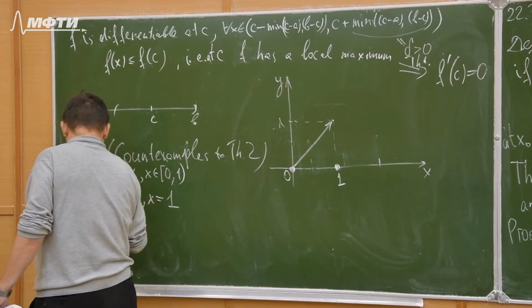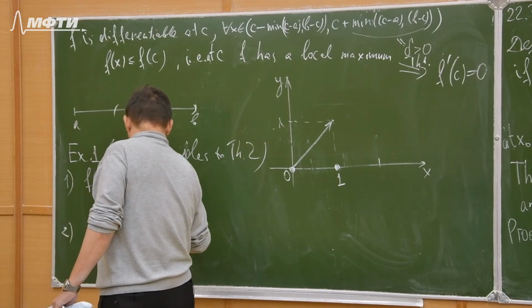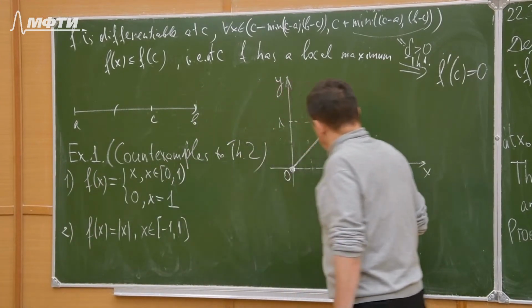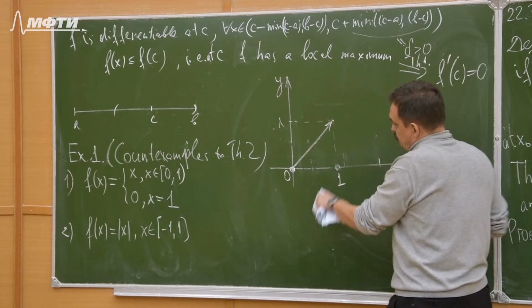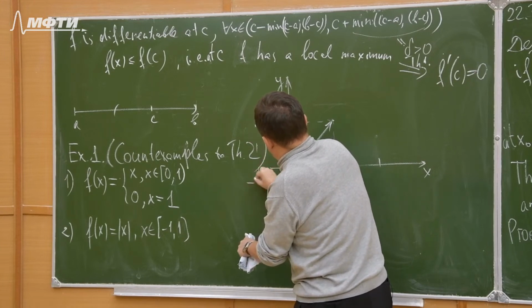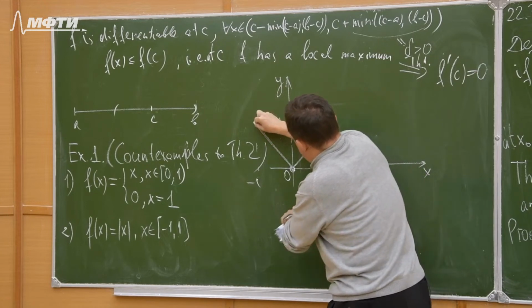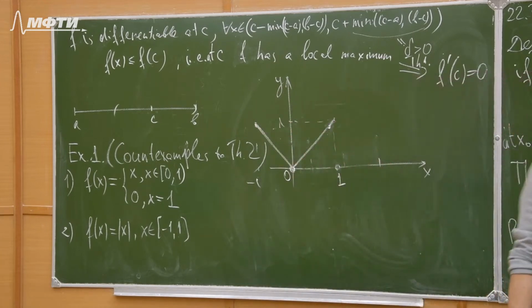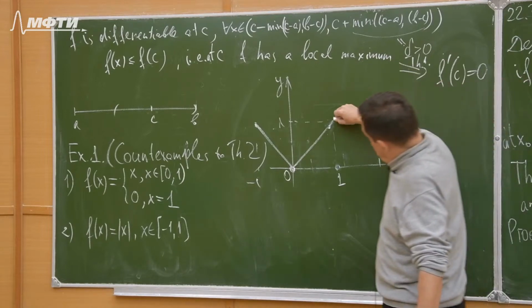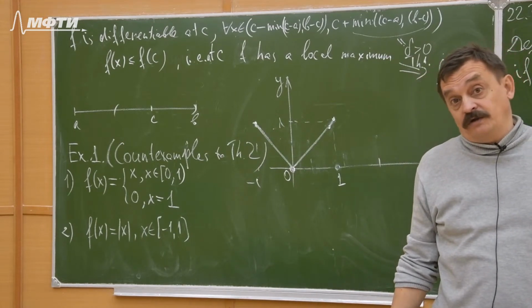Very simple example: f of x equals modulo x, x from -1 to 1. So it means now I'll draw the following picture. Now we have modulo x. The function is continuous on the segment -1, 1. The values at the ends are equal, but there is no point where derivative is 0.